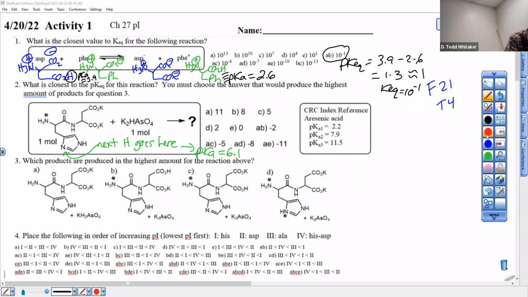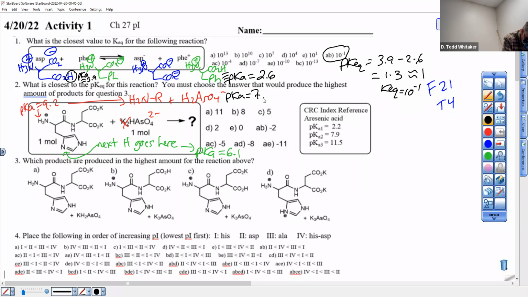If this thing's gonna act like an acid, the only H left is this one. And what's the pKa for histidine's ammonium? 9 point something? So 9.2. So if this thing's gonna be an acid, it's gonna go from here to H2NR. And where's it gonna put the proton? It's gonna put it on K2H, so forget about K2. It's gonna become H2ASO4 minus, pKa 7.9. I'm not making this stuff up.